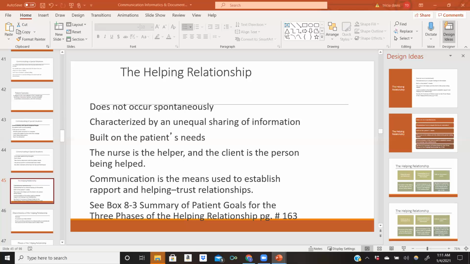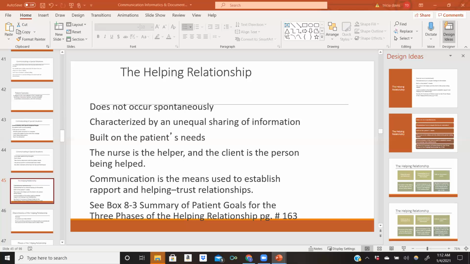So communication is the means to establish rapport and to create that helping trust relationship. The helping relationship will not occur spontaneously. And as do most social relationships, it occurs for a specific purpose with a specific person. So you know that you are going to establish a helping relationship with your patient because you are their nurse for the day, okay? That's the purpose. That's the reason. You are their nurse for today. That is the person you're going to establish that relationship with.